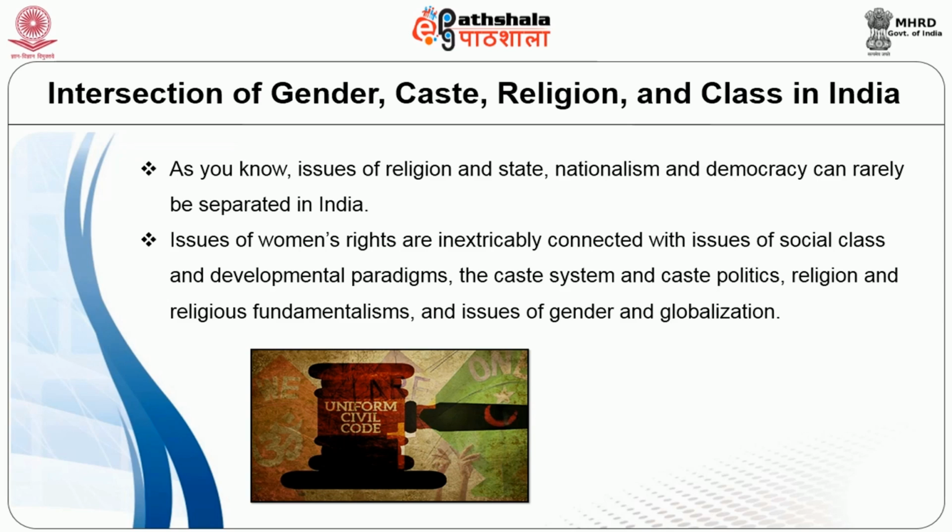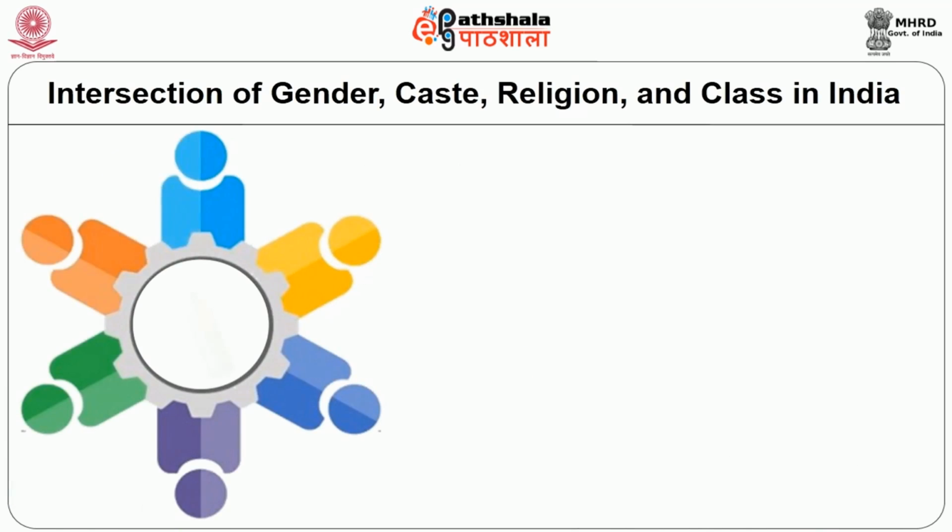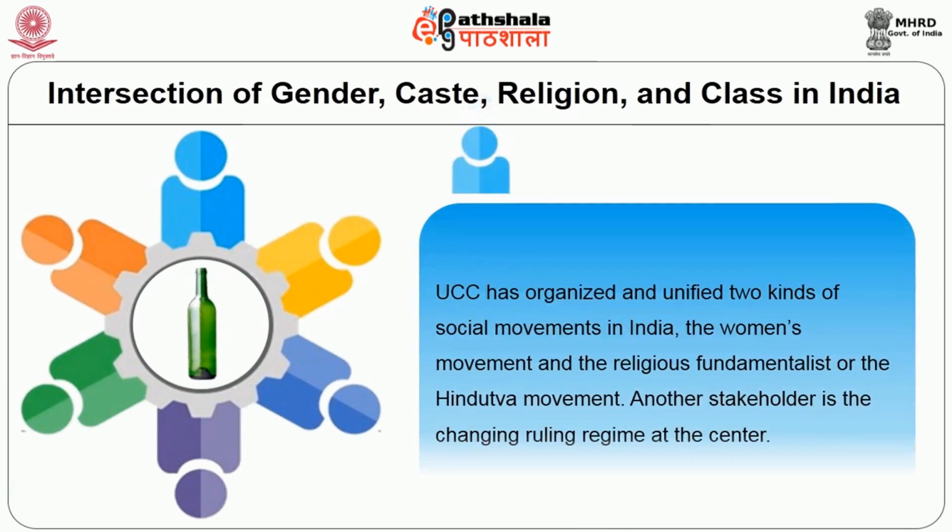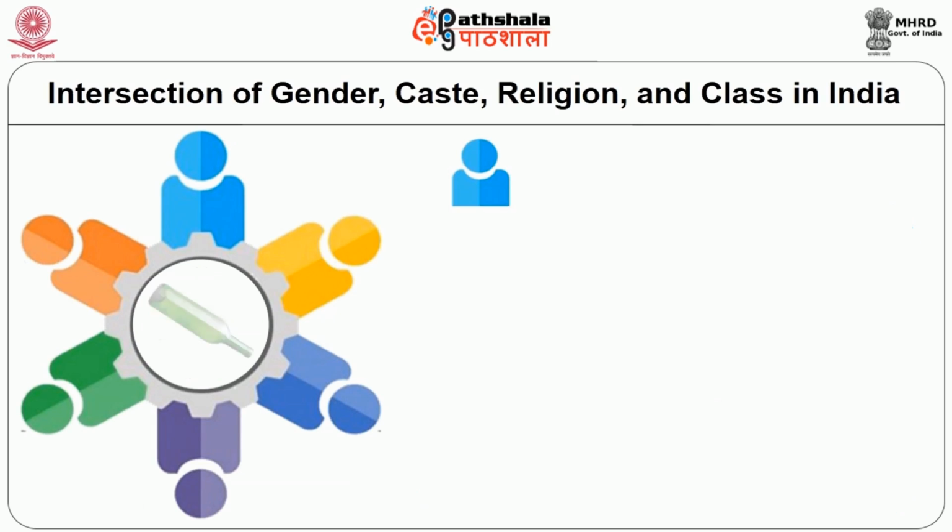Let us look at the issue of Uniform Civil Code, henceforth UCC, affirmative actions and women's movement in India, intersectionality. How can we use intersectionality to analyze a non-implementation of the Civil Code? UCC has organized and unified two kinds of social movements in India, the women's movement and the religious fundamentalists or the Hindutva movement. Another stakeholder is a changing ruling regime at the center.